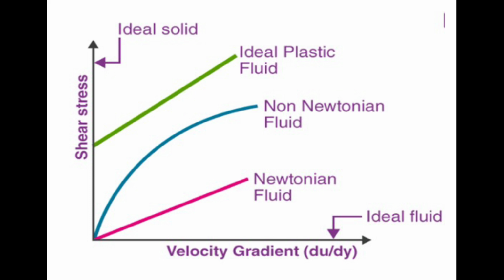On the x-axis, we have ideal fluid because at this point, the shear stress is zero, or we can say the viscosity is zero. So these are ideal fluids. Ideal fluids are represented on the horizontal line, while ideal solids are represented on the vertical line.